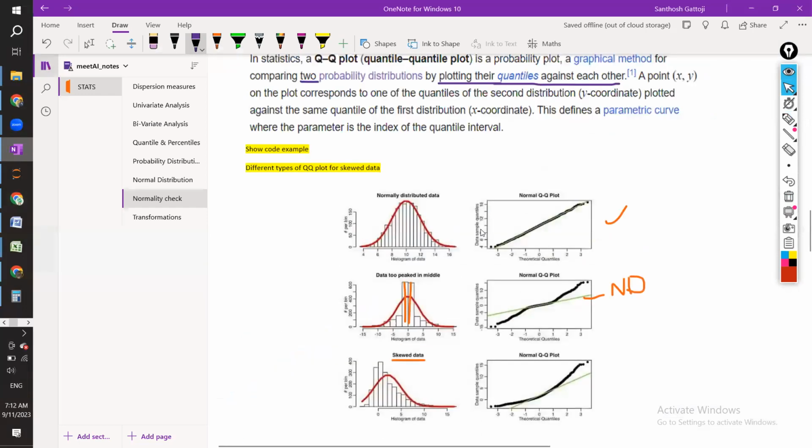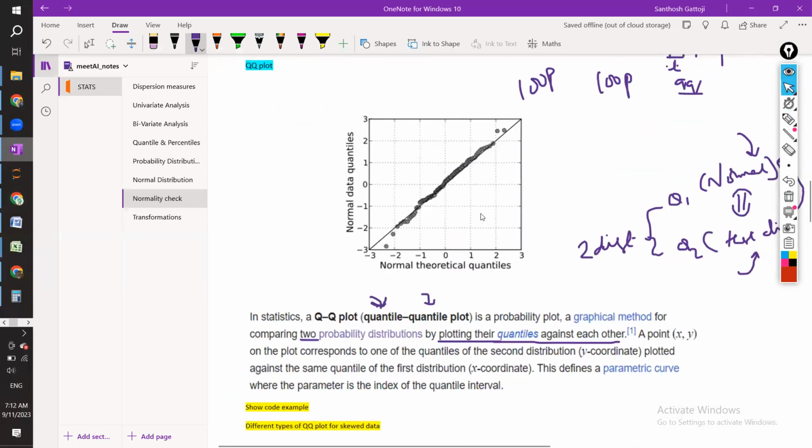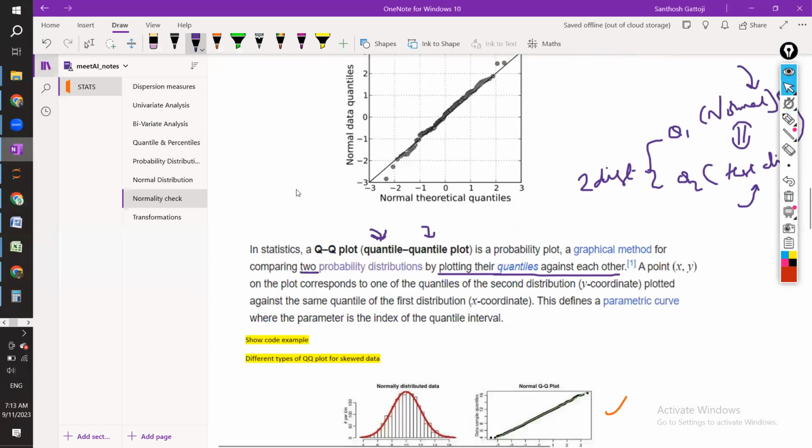So that's about the QQ plot, guys. Let me know if it's clear. Will you find it easy to apply it to any new data set? Let me know.